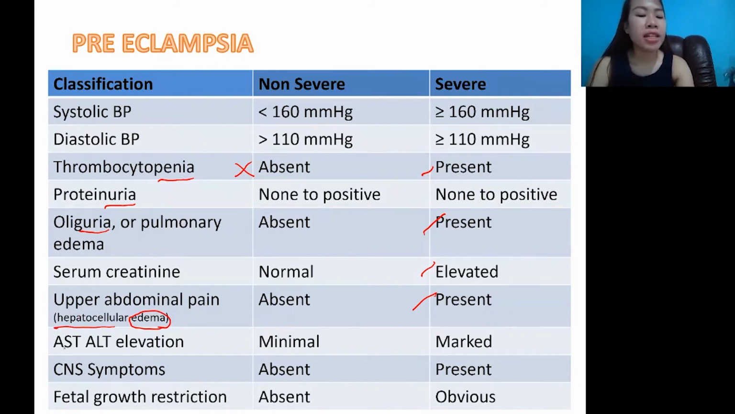Next, we also have aspartate or alanine aminotransferase elevation. Ito, pwede siyang tumaas minimally in non-severe cases pero marked ang increase niya pag severe. Ibig sabihin masyadong mataas ang elevation. CNS symptoms, ano yung mga central nervous system symptoms na binanggit natin? Headache, convulsions, blurring of vision. This can be seen in severe cases. And lastly, fetal growth restriction. Yung paglaki ng fetus is affected. This occurs for our severe cases.